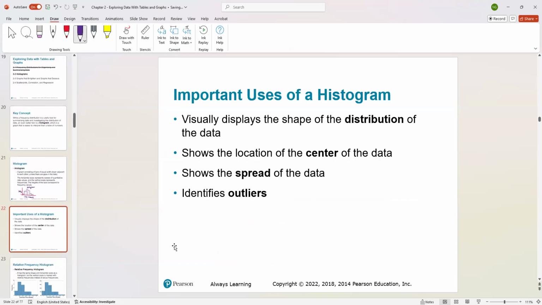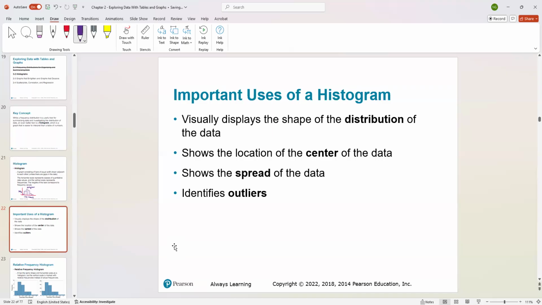It's very important to see the uses of a histogram. A histogram helps to visually display the shape of the distribution of the data. It shows the location of the center of the data. It also shows the spread of the data.